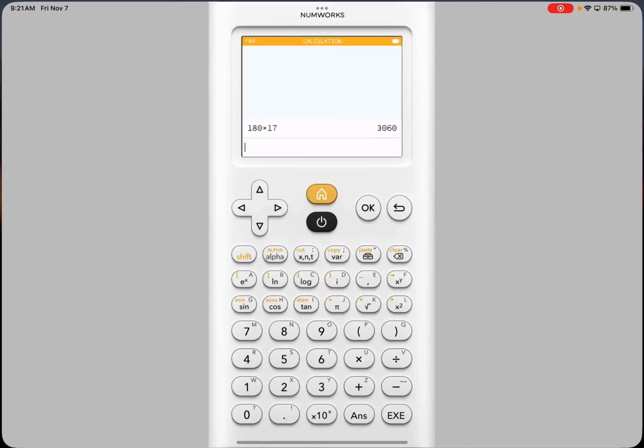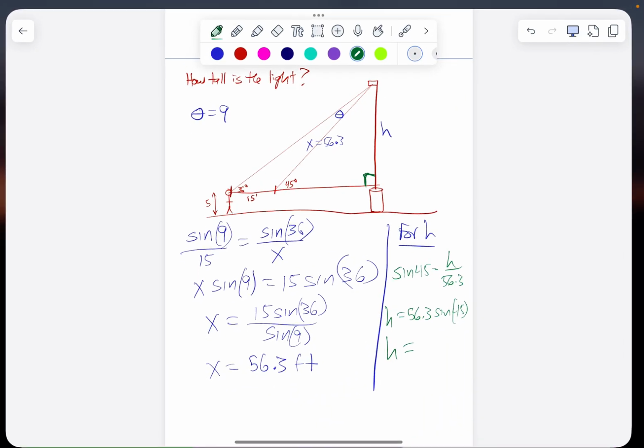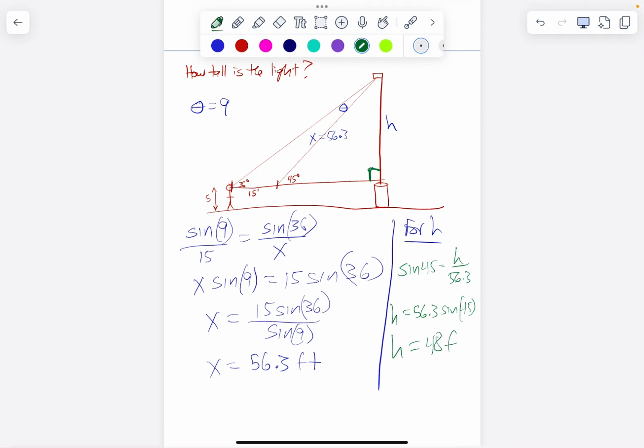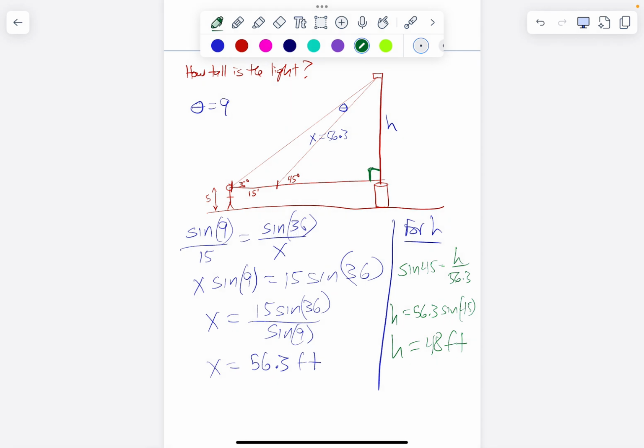Here, I'll just do it. So sine of 45 times 56.3. So 48, if we round, 48 feet. So 48-foot pole. Did you have a question? Oh, since it's 45, 45, 90? Yeah. So just multiply by root 2? No, divide by root 2. Yeah. Cool, good job for seeing that.